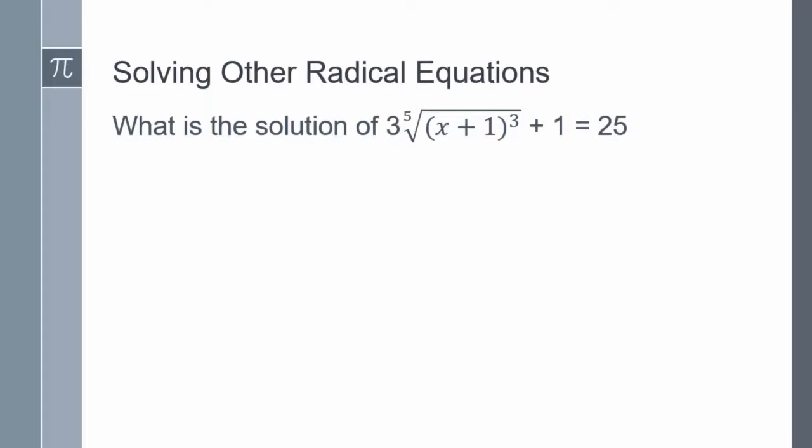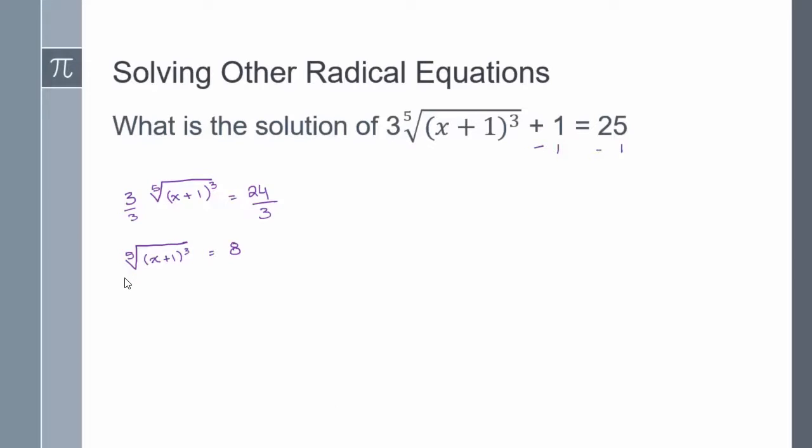In this example, we are asked to find the solution of 3 times the fifth root of (x plus 1) cubed, plus 1 equals 25. Start by subtracting 1 on both sides, and we get 3 times the fifth root of (x plus 1) cubed is equal to 24. Isolate the root by dividing both sides by 3 to get the fifth root of (x plus 1) cubed is equal to 8.